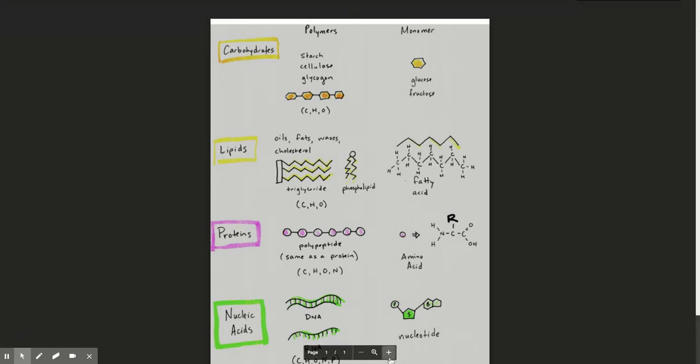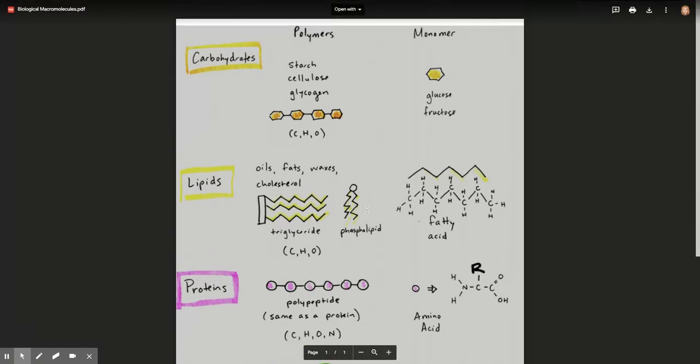I'm just going to zoom in here on the carbohydrates. So the way I have this little chart divided up, it's kind of summarizing our notes that we went over and putting everything organized in one place. In terms of polymers, for carbohydrates, we have starch, cellulose, and glycogen.